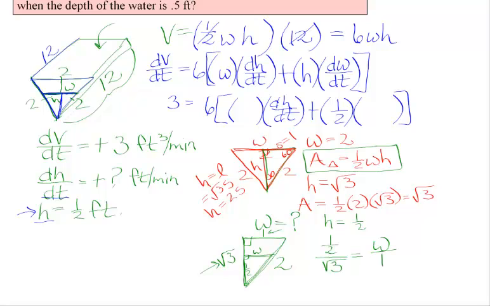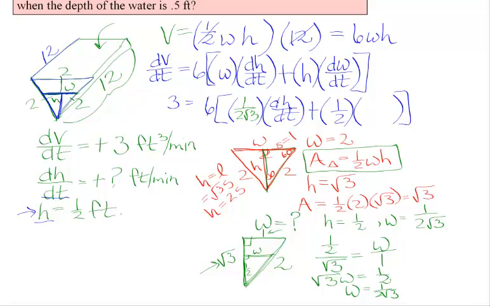When I cross multiply, I get root 3 w equals 1/2. So w has to equal 1 over 2 root 3 when h equals 1/2. So there we are. I'm perfectly fine, by the way, with having a root in the denominator. That is the value that I would put in there for w.